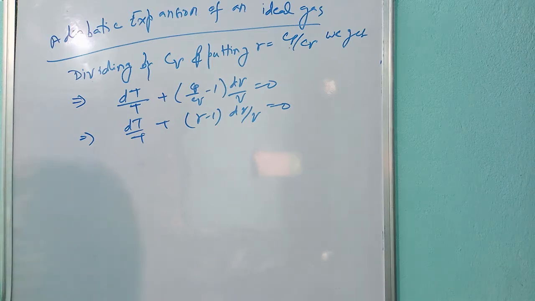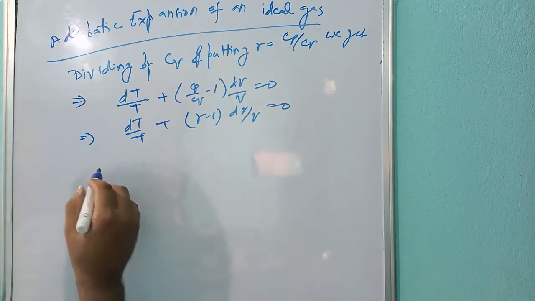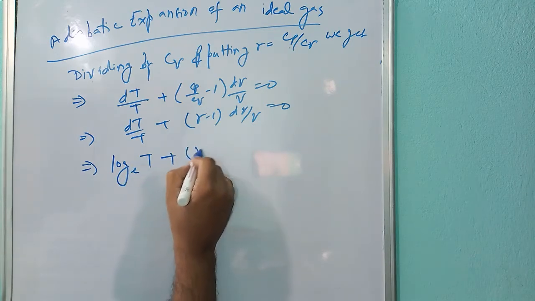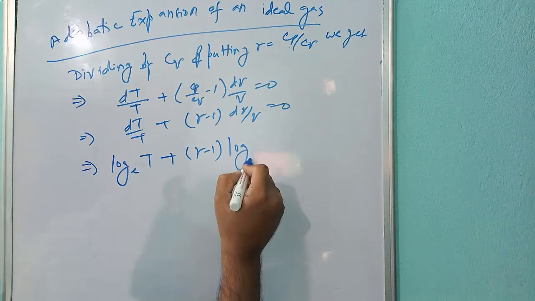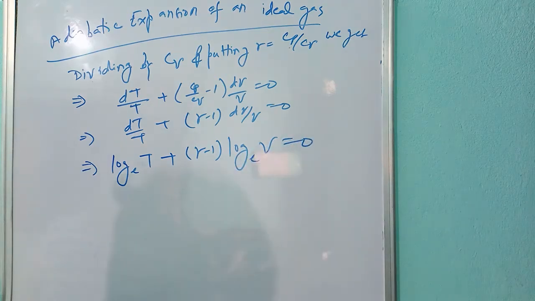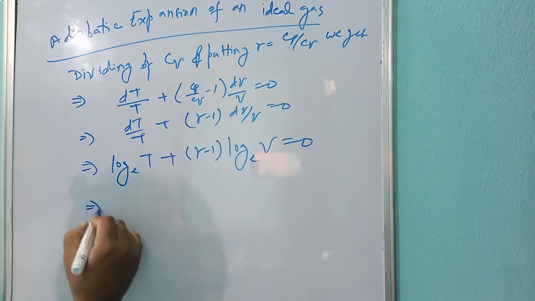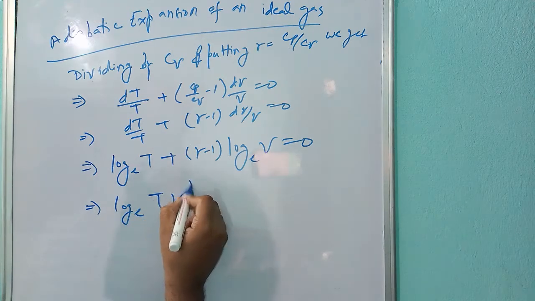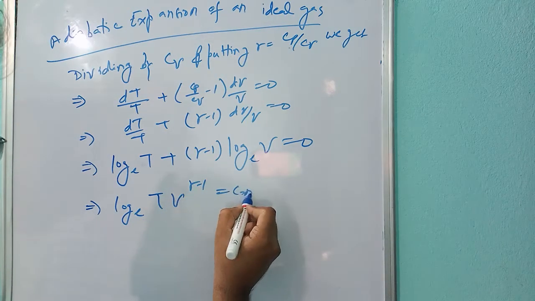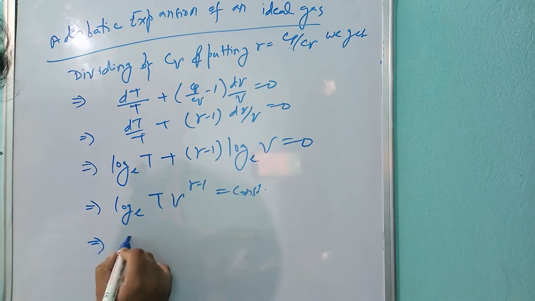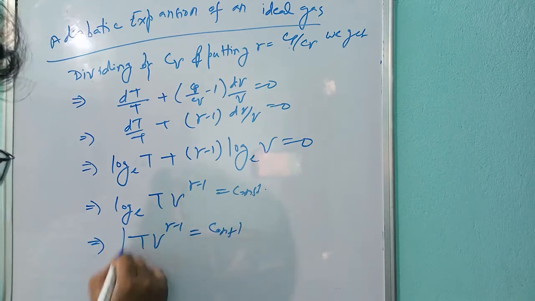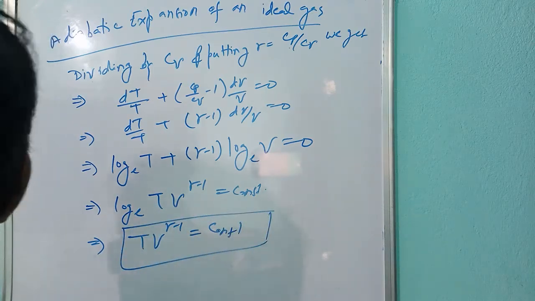Now we are going to integrate. Then it will be log base e T plus (gamma minus 1) log base e V is equal to 0. Or we can also write log base e of T V to the power gamma minus 1 is equal to constant. Now we take the antilog: T V to the power gamma minus 1 is equal to constant. So this is one equation.